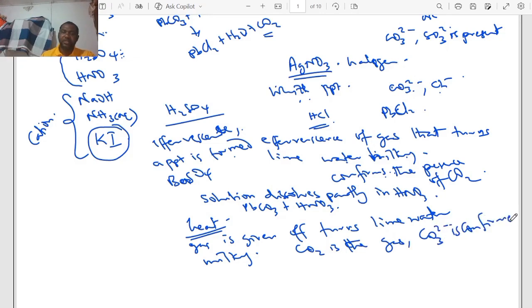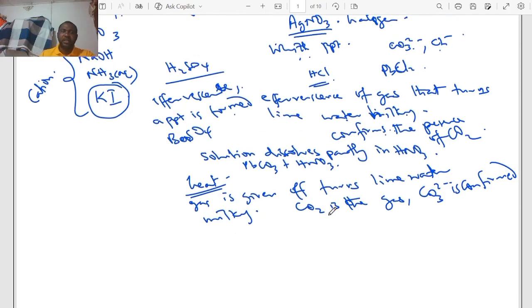So those are the confirmatory tests. That means the confirmatory test for CO3 2- is either when you add an acid or when you heat it. In both cases, you are going to give off a gas that will turn lime water milky, and only CO2 is the gas that can turn lime water milky. I hope that makes sense.